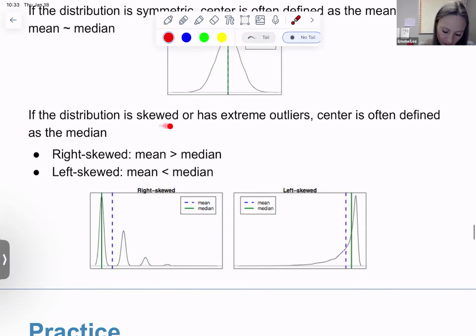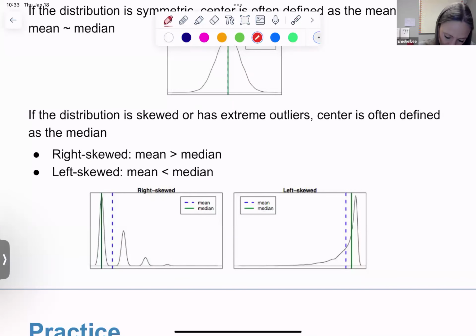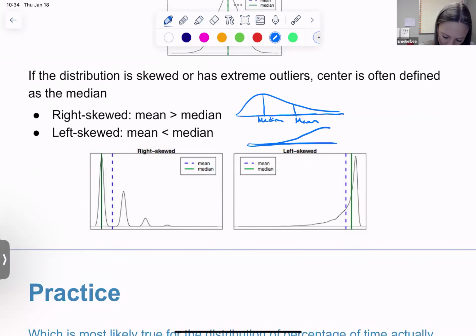So if the distribution is skewed or has extreme outliers, then we usually use the median. If it's skewed to the right, it would look like this, so you've got your median, which is less than the mean, versus something like this, in which case the mean is less than the median.